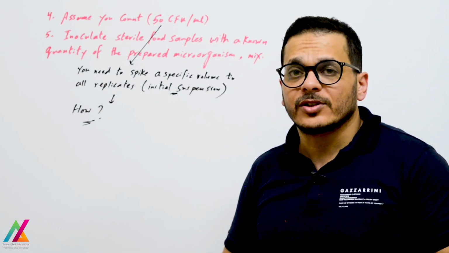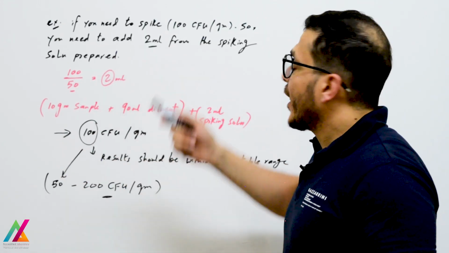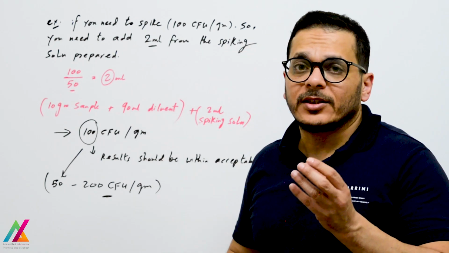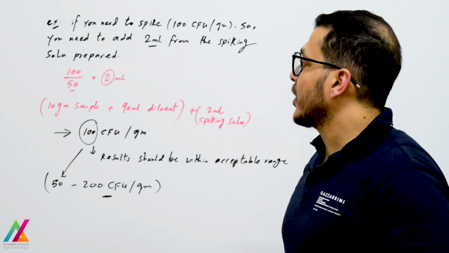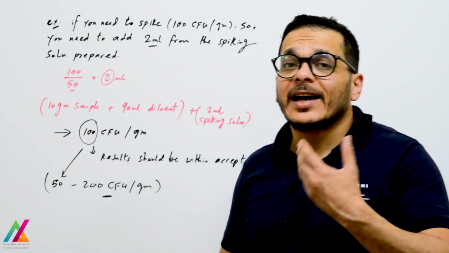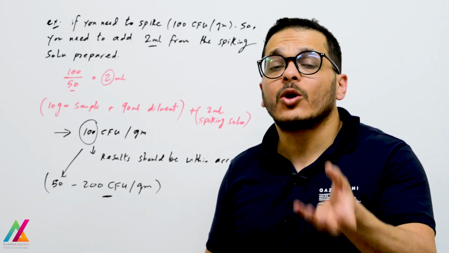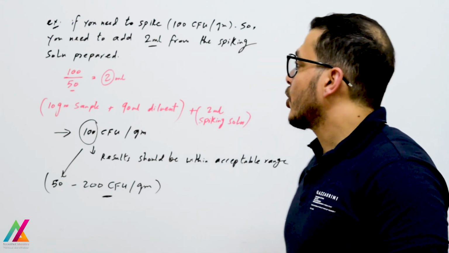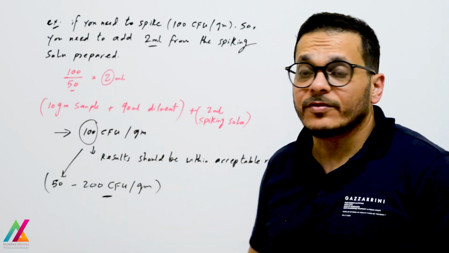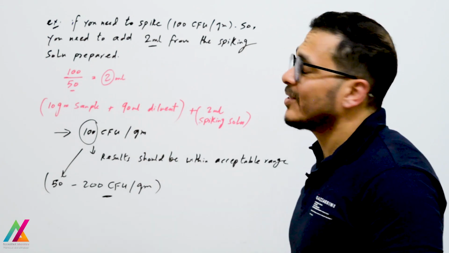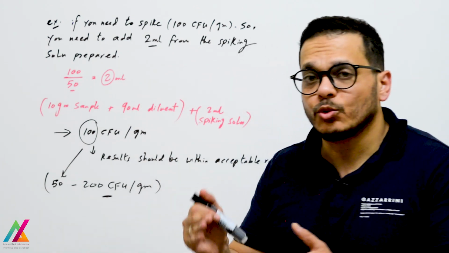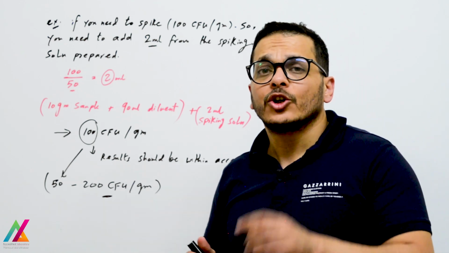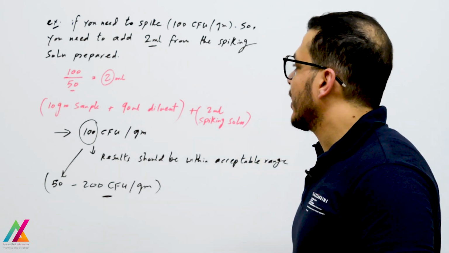But how can you determine the specific volume that will be spiked on the initial suspensions? Example: if you need to spike 100 CFU per gram in the sample, you need to add 2 ml of the prepared spiking solution, because you already counted the spiking solution and found that it has 50 colonies after serial dilutions. So 100 divided by 50 equals 2 ml. So 2 ml of spiking solution should be added to each replicate, each sample, each initial suspension, to get at the end 100 CFU per gram.